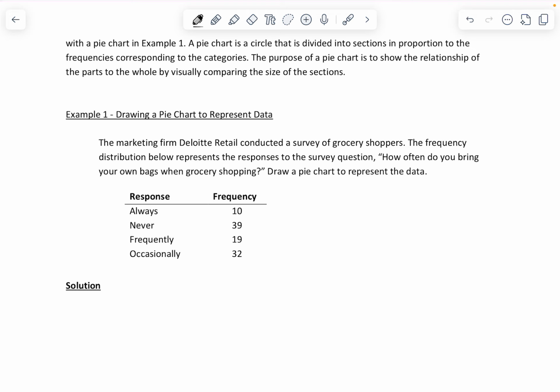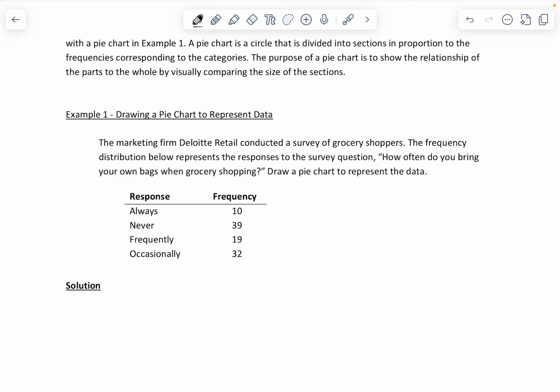So here's our example. The marketing firm Deloitte Retail conducted a survey of grocery shoppers. The frequency distribution below represents the responses to the survey question, how often do you bring your own bags when grocery shopping? So we want to take this frequency distribution and turn it into a pie chart. Draw a pie chart to represent the data.